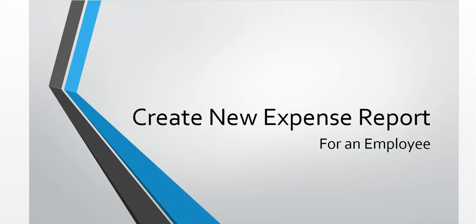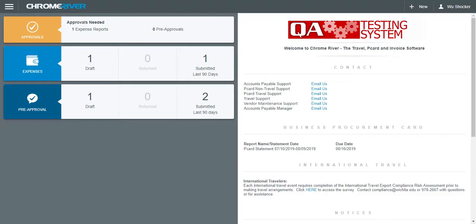Welcome to the instructional video on how to create an expense report for an employee in Chrome River. Once you have signed into the Chrome River system, you will be presented with the landing page. Verify that your name is displayed in the upper right-hand corner of the screen.